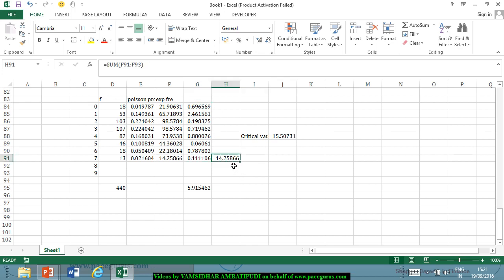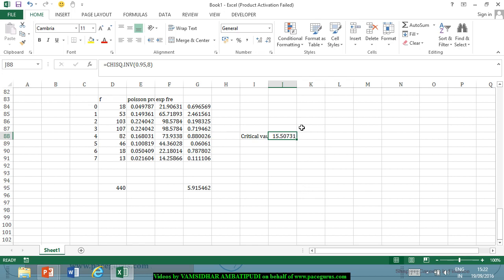Now I am getting the summation of all these values, F91 to F93. We don't require F91 to F93 here. So if I am looking at the critical value now, I have only 8 different values because I have clubbed them. I will club all those which have expected frequencies of less than 5. I'll club them to the nearest one.